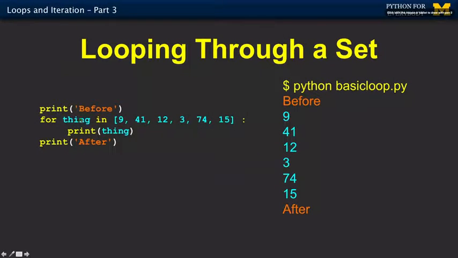So here's the little loop that we're going to do over and over again. You're going to get tired of these numbers. For some iteration variable in 9, 41, 12, 3, 74, 15, we print out a before. So we're going to do something before the loop, during the loop, and after the loop. Right now I'm just printing everything out, so you can see how the loop works.